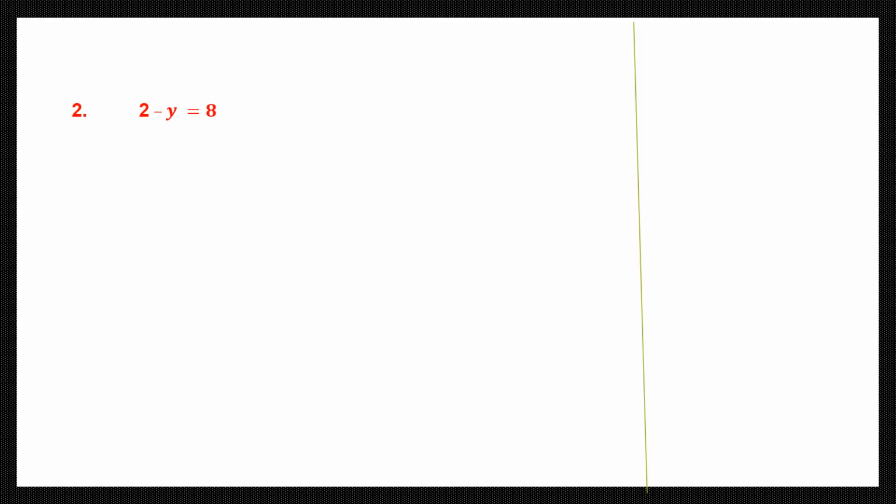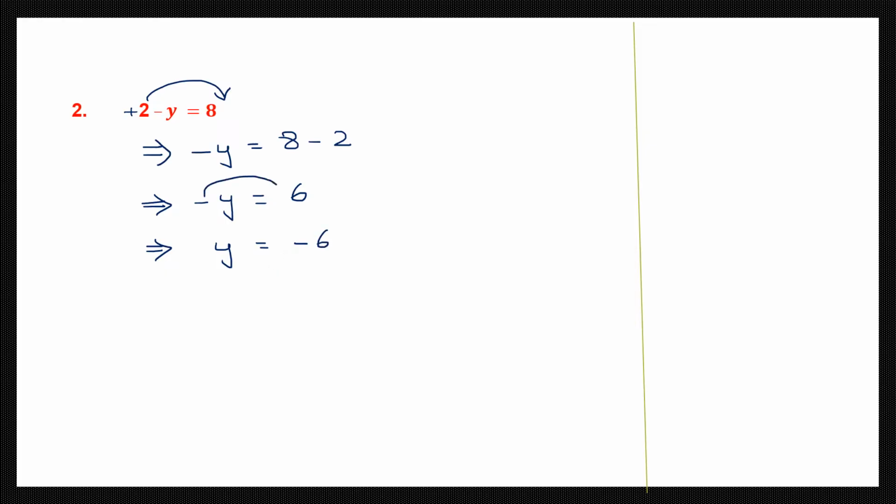Question 2, 2 minus y equals 8. Therefore, to find the value of y, we start by writing minus y is equal to 8. And then we are transposing this to the other side. It becomes minus 2. Here it is plus 2, so it becomes minus 2. Therefore, to find the value of minus y, 8 minus 2 is 6. If minus y is 6, then y will be minus 6. Okay, so I move the sign from here to there to find the value of y.